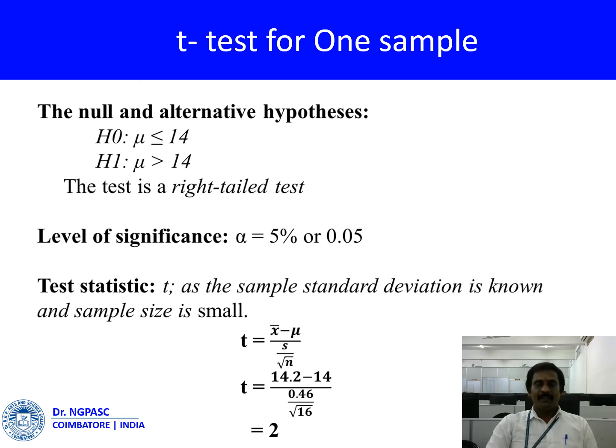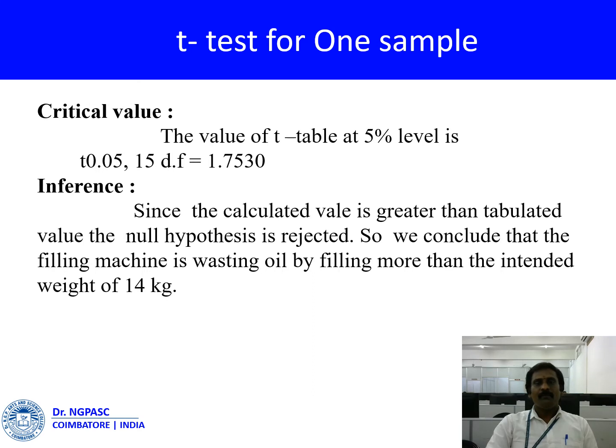n is the sample size, 16. For the calculation part, the calculated value of T is equal to 2. Then the critical value: the value of the T table at 5% level is 1.7530. Then the conclusion: since the calculated value is greater than the tabulated value, the null hypothesis is rejected. So we conclude that the filling machine is wasting oil by filling more than the intended weight of 14 kg.